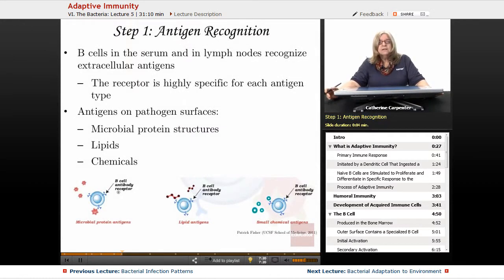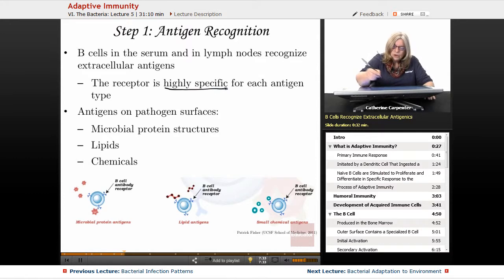So in terms of antigen recognition, the B cells in the serum and in the lymph nodes recognize these extracellular antigens. The receptor is highly specific for each antigen type. Remember, it's like a clay. And so when those unique antigens come along, it fits itself to that particular antigenic shape, and then it remembers that shape, and it uses that shape as a template to actually make more cells.